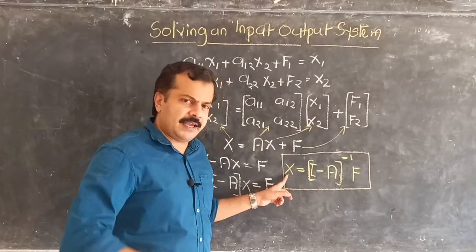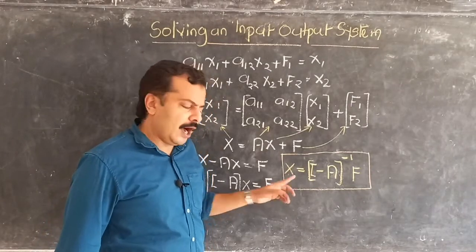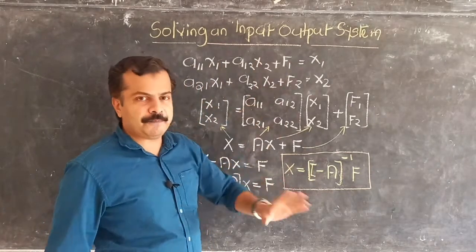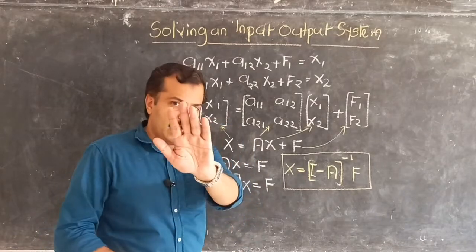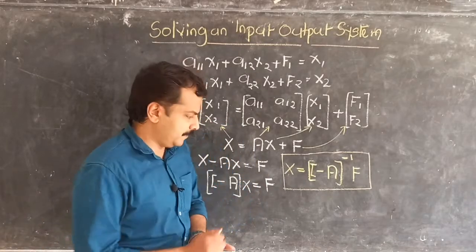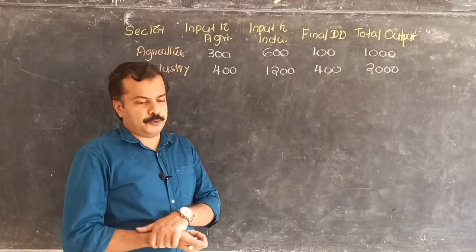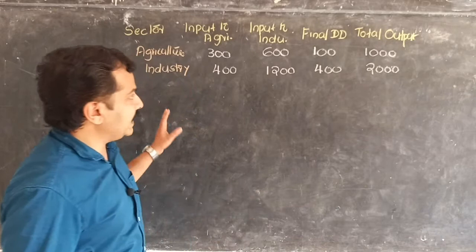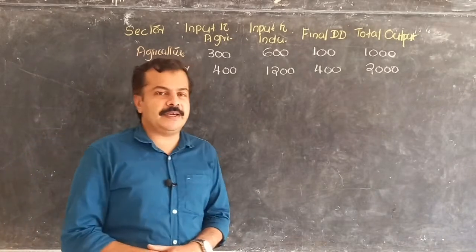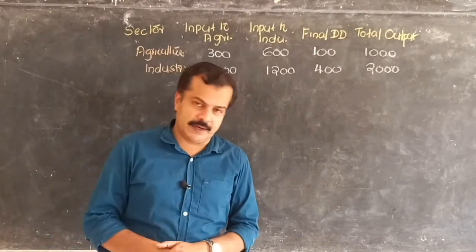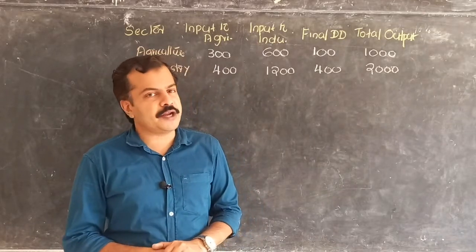Let us explain by using a numerical example how to solve an input-output system. Let us see how we can attempt it. Suppose we have a table like this, an input-output flow table. We have seen a more or less similar table in our last analysis as well, in our first session on input-output analysis.